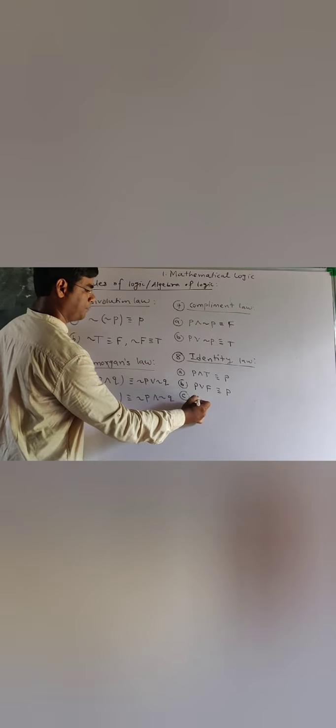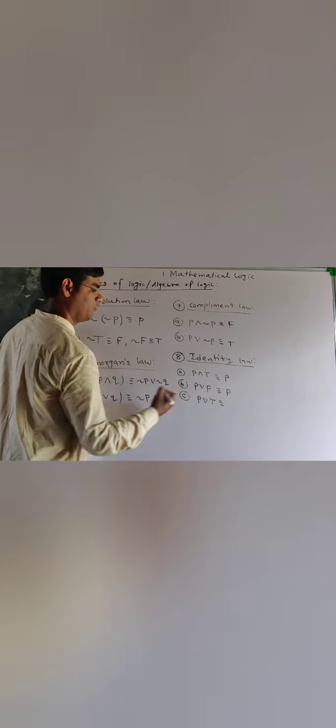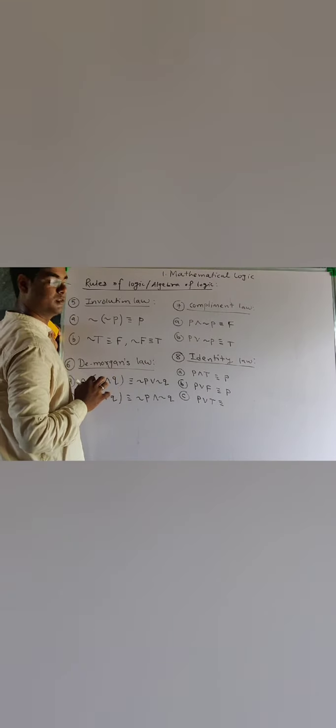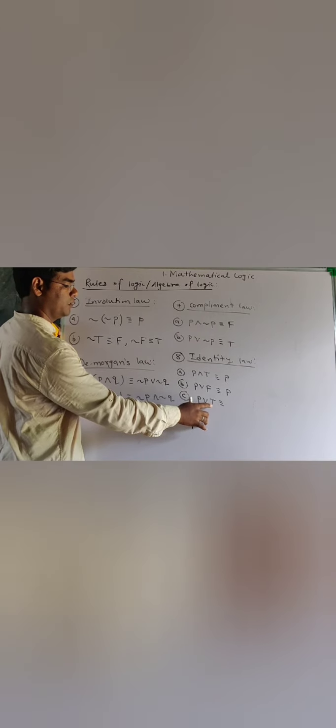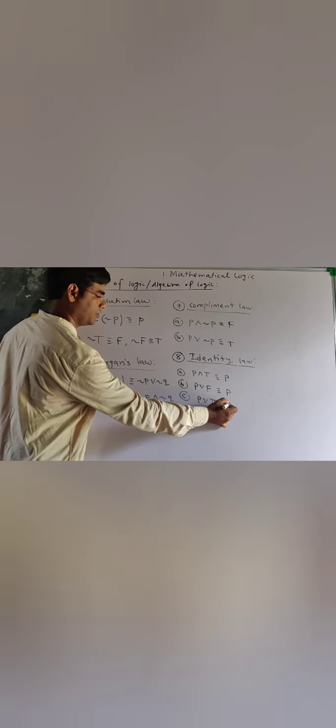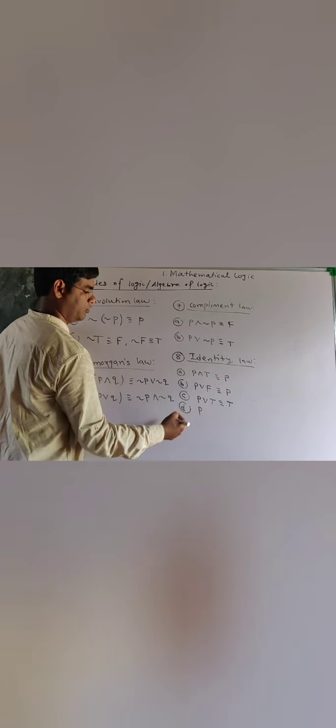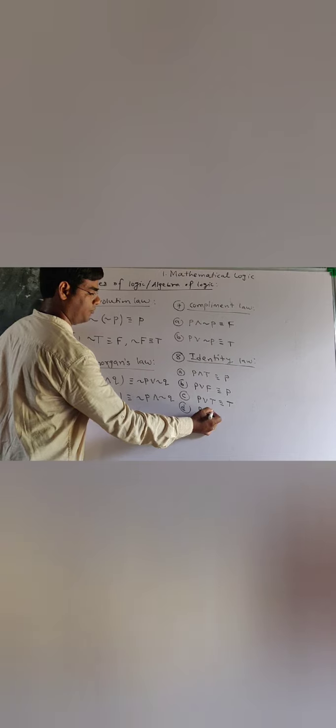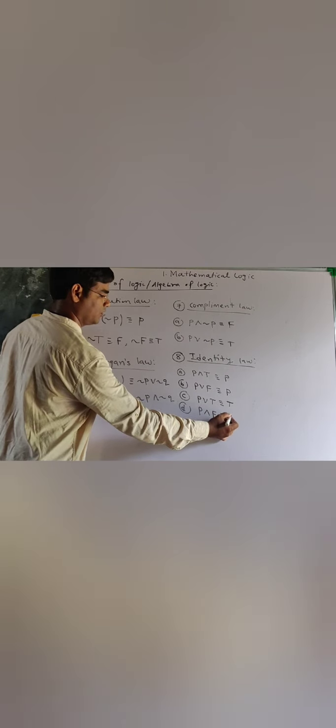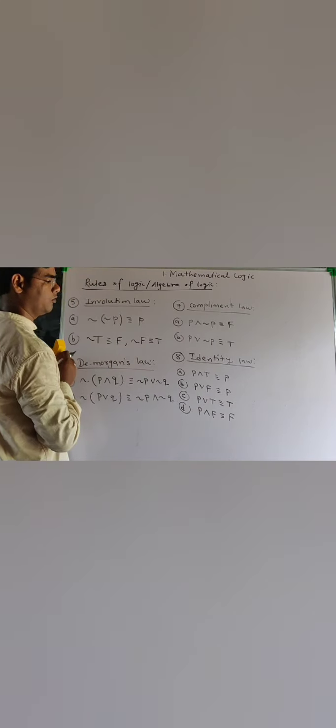Third is what? If we have P or T, then what is the rule for OR? If both the statements are false, then the answer is false, but here the second statement is always true, therefore the answer is what? True only. Next, write the dual of this statement, P and F. The answer is what? False. So this is the identity law. And next law is what?